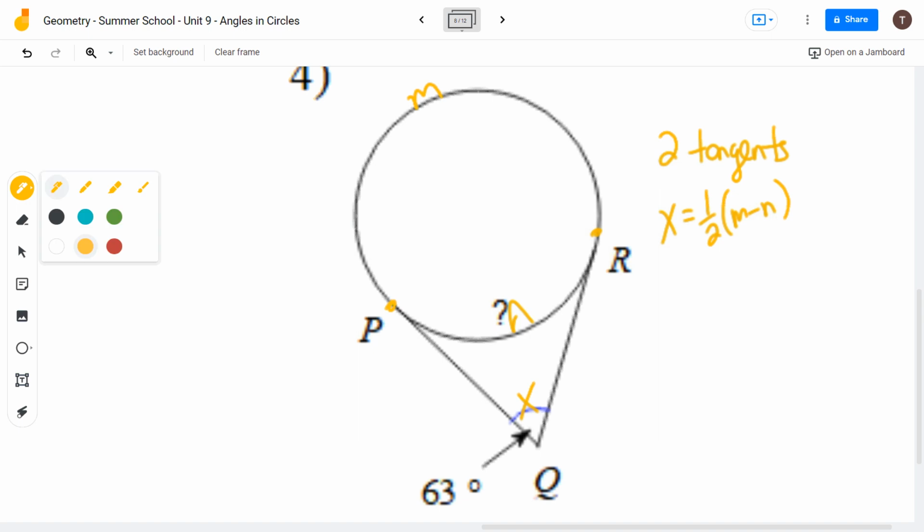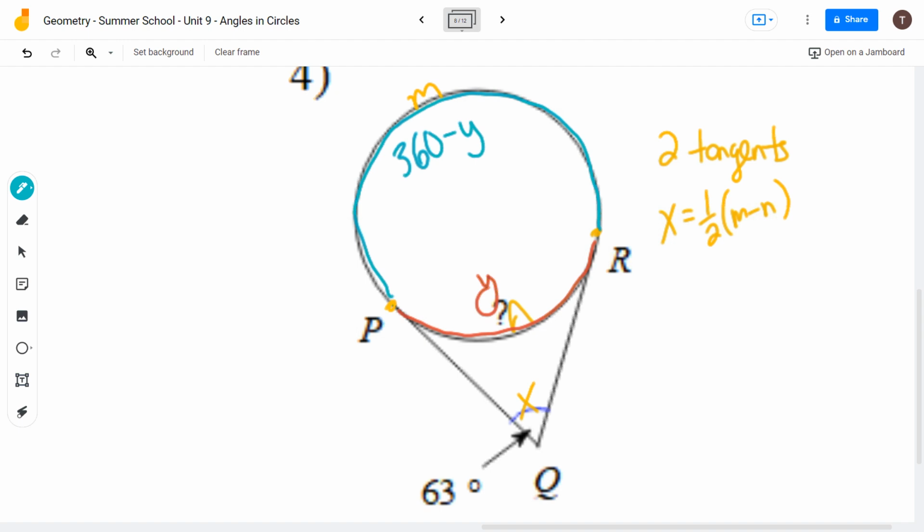So instead of confusing, I'm going to call this y. Now I can't solve an equation with 2 unknowns. But if I think about this as y, then that means this has to be everything but y. So I'm going to call this 360 minus y. So for the red is y, that means the blue has to be 360 degrees minus whatever the y is.